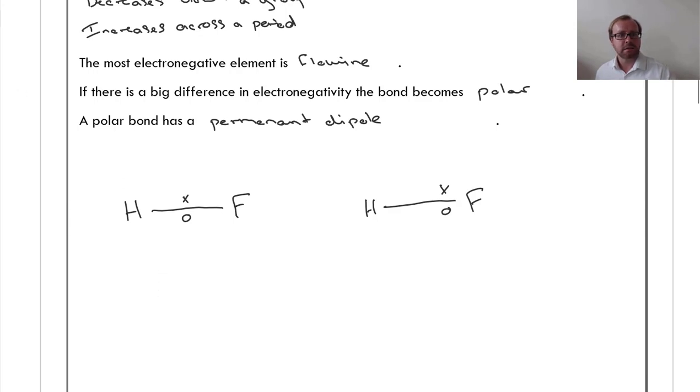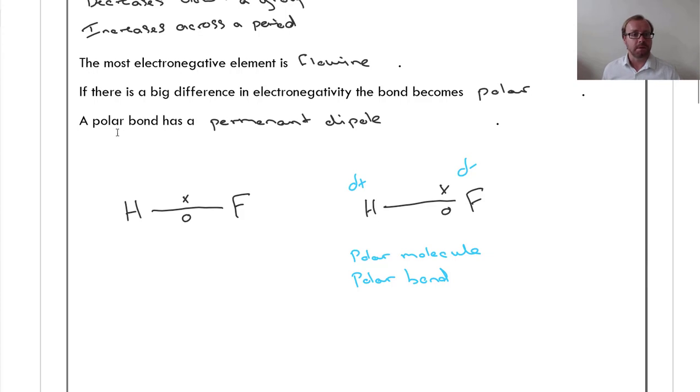As the electrons are now closer to the fluorine atom, we have a delta negative charge on the fluorine, and we have a delta positive charge on the hydrogen. This means that this is now a polar molecule, because we have a permanent dipole here and a permanent dipole here, and it is also described as a polar bond. This will be more important when we come on to the organic chemistry section.